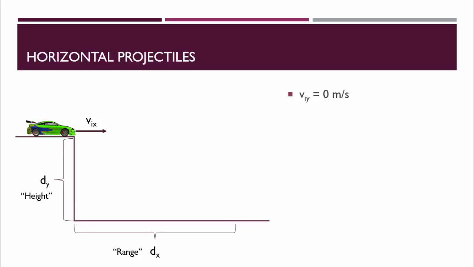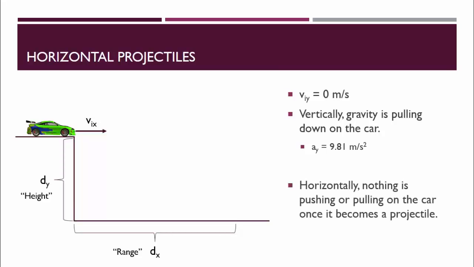We have to remember that the initial vertical velocity, VIY, is equal to 0 meters per second. And we also have to remember that vertically, gravity is pulling down on the car. This means that AY, the vertical acceleration, is going to be 9.81 meters per second squared. Horizontally, once the car becomes a projectile, there are no forces pushing it forward or pulling it backwards. If there's no forces, that means there's no acceleration. So AX, the horizontal acceleration, is 0 meters per second squared.